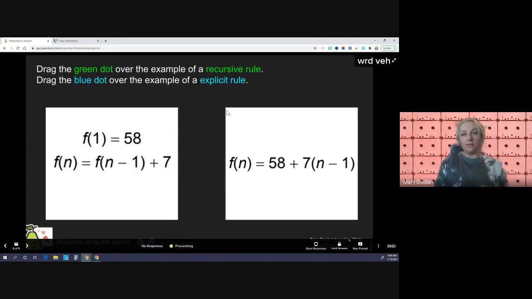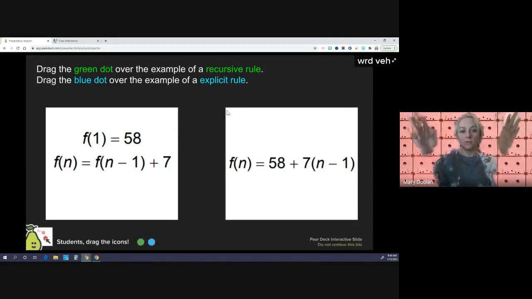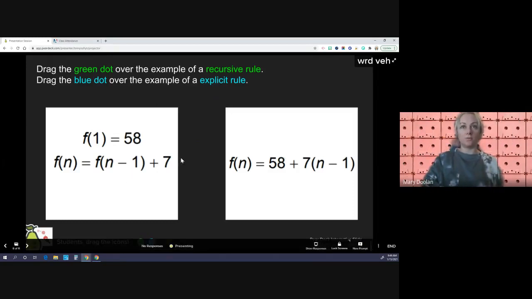Interactive slide here for you. There are two examples. Here's one example: f of 1 equals 58, f of n equals f of n minus 1 plus 7. This is a rule for a sequence, but is it a recursive rule or an explicit rule? You're going to decide which kind you think it is, and drag the appropriately colored dot over it. And then over here, we have this function, f of n is equal to 58 plus 7 times n minus 1. Is this an explicit rule or a recursive rule?